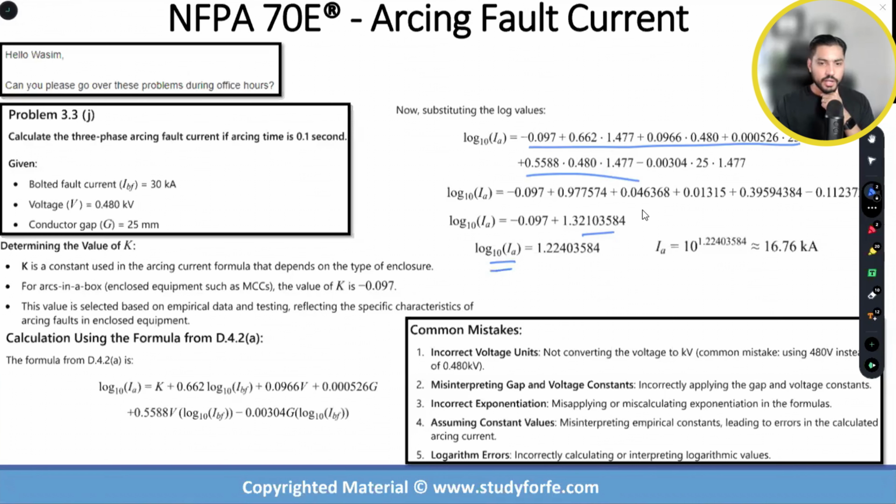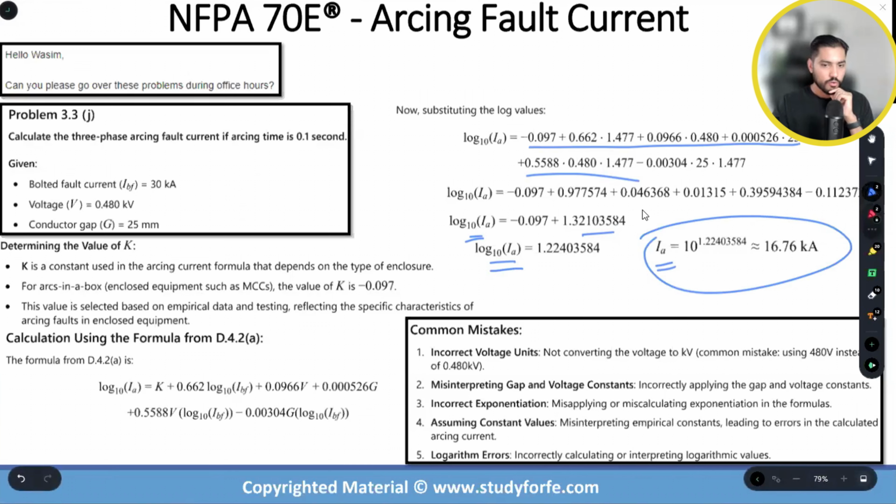Okay, and then you have to take anti-log. Also remember, this is log base 10, and we are after the actual current, not log base 10 of IA. We are after the actual value of IA. So very quickly, what are the common mistakes? I pointed them out along the way. Incorrect voltage units, not converting the voltage to kV, okay? And similarly, if I give you 30,000 amps, you have to convert that into 30 kA.